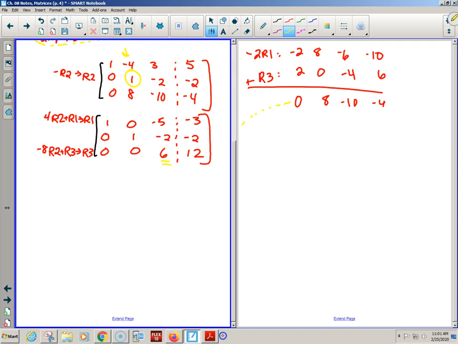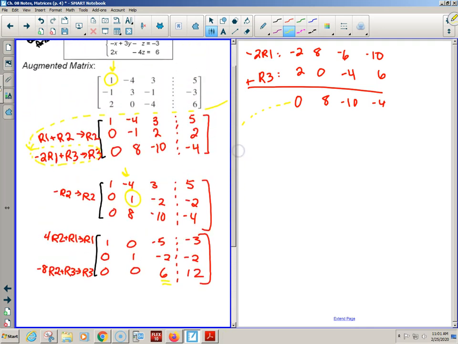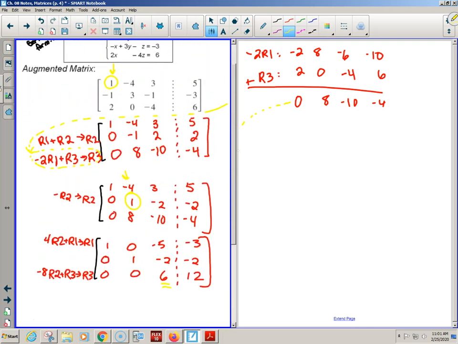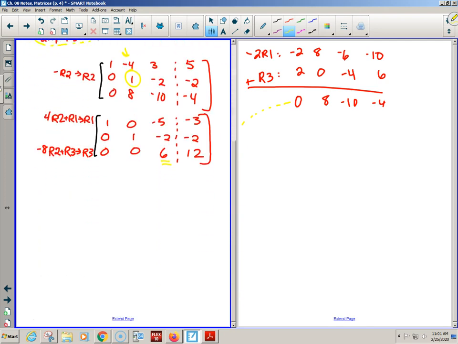Now, establishing the 1, how do we find the 1s in all the other ones? How do we find the 1 in the first? Oh, it was already there. How do we find the 1 in the second one? Oh, we just multiplied by a negative. This is the first column that hasn't had some variation of 1 to begin with.